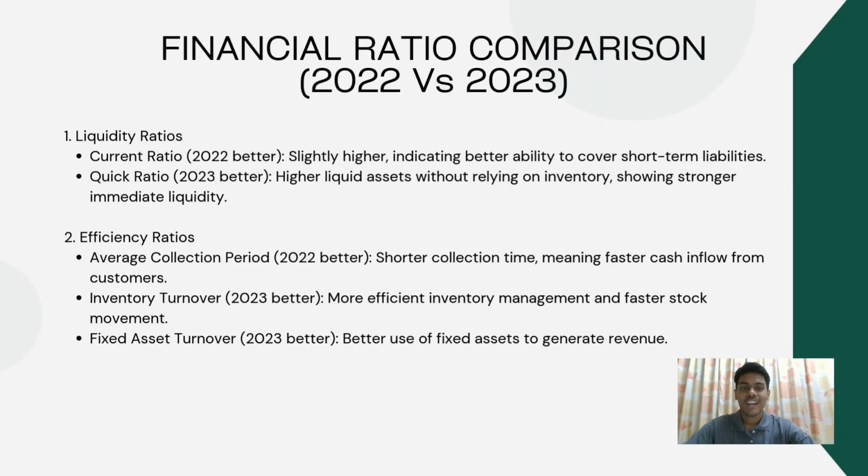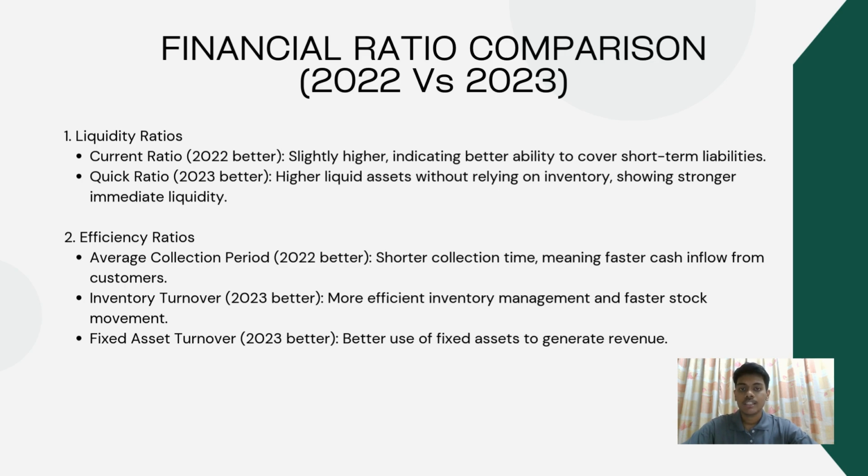So next is the financial ratio comparison between 2022 and 2023. When it comes to liquidity ratio, on current ratio 2022 is better because they are slightly higher, indicating better ability to cover short-term liability. When it comes to quick ratio, 2023 is better because higher liquid asset without relying on inventory, showing stronger immediate liquidity.